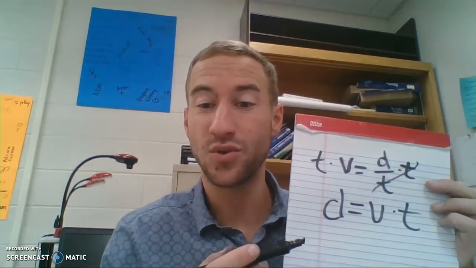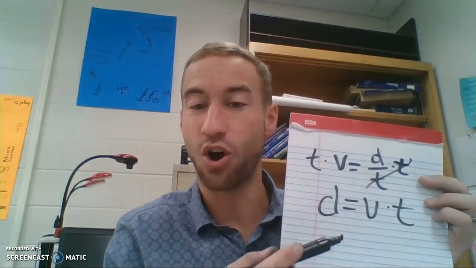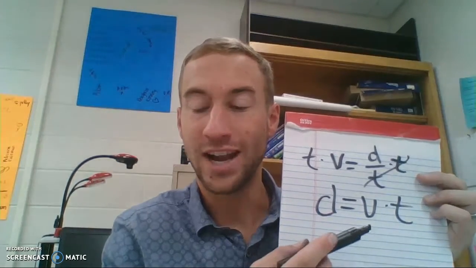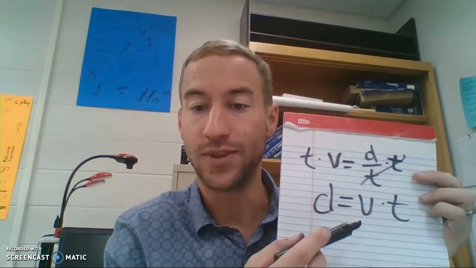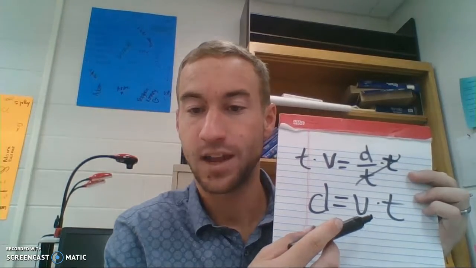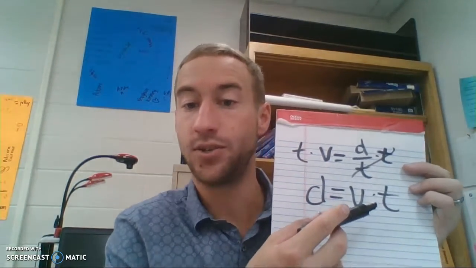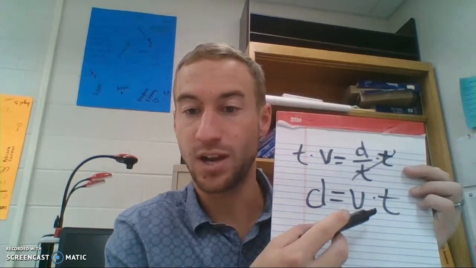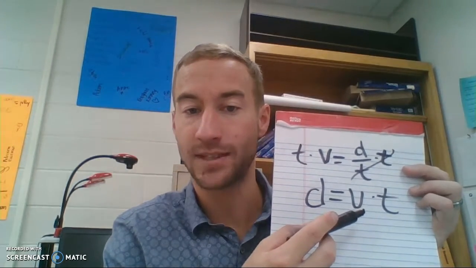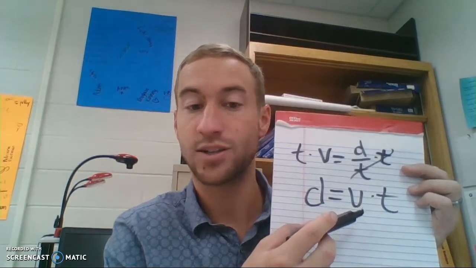So the equation I would use is, I'm looking to get t all by itself. Right now, I have v times t. I want to get this t all by itself on one side of the equal sign. To do that, since I'm multiplying by v, I need to do the opposite of that in algebra. So I need to divide by v.